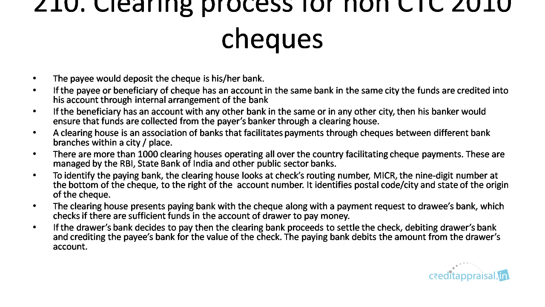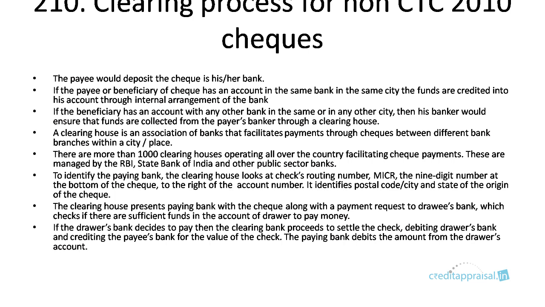So clearing house is an association of banks that facilitates payments through checks between different bank branches. Currently there are 1,000 clearing houses all over the country, and they're managed by RBI, State Bank, and other public sector banks. To identify the bank, the clearing house looks at the check's routing number, MICR. It's a 9-digit number at the bottom of the check, and it identifies the postal code, city, and state of origin of the check.